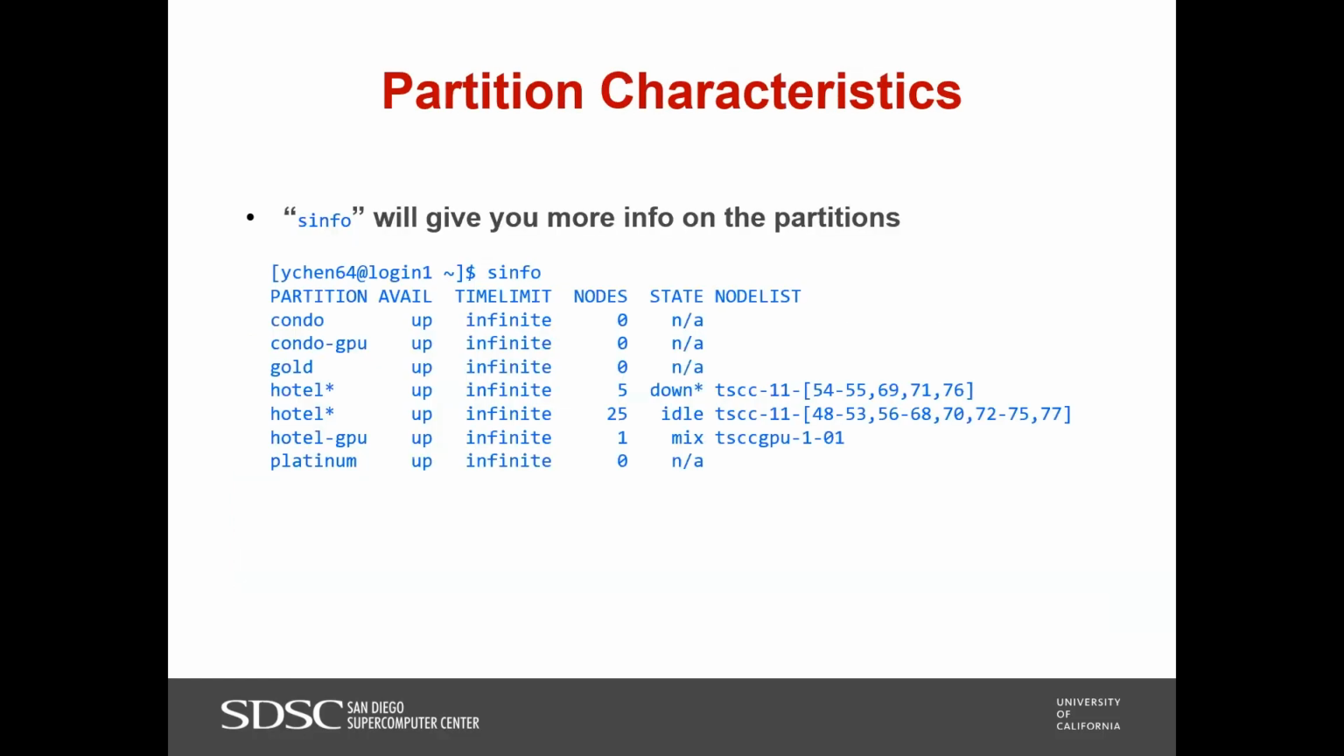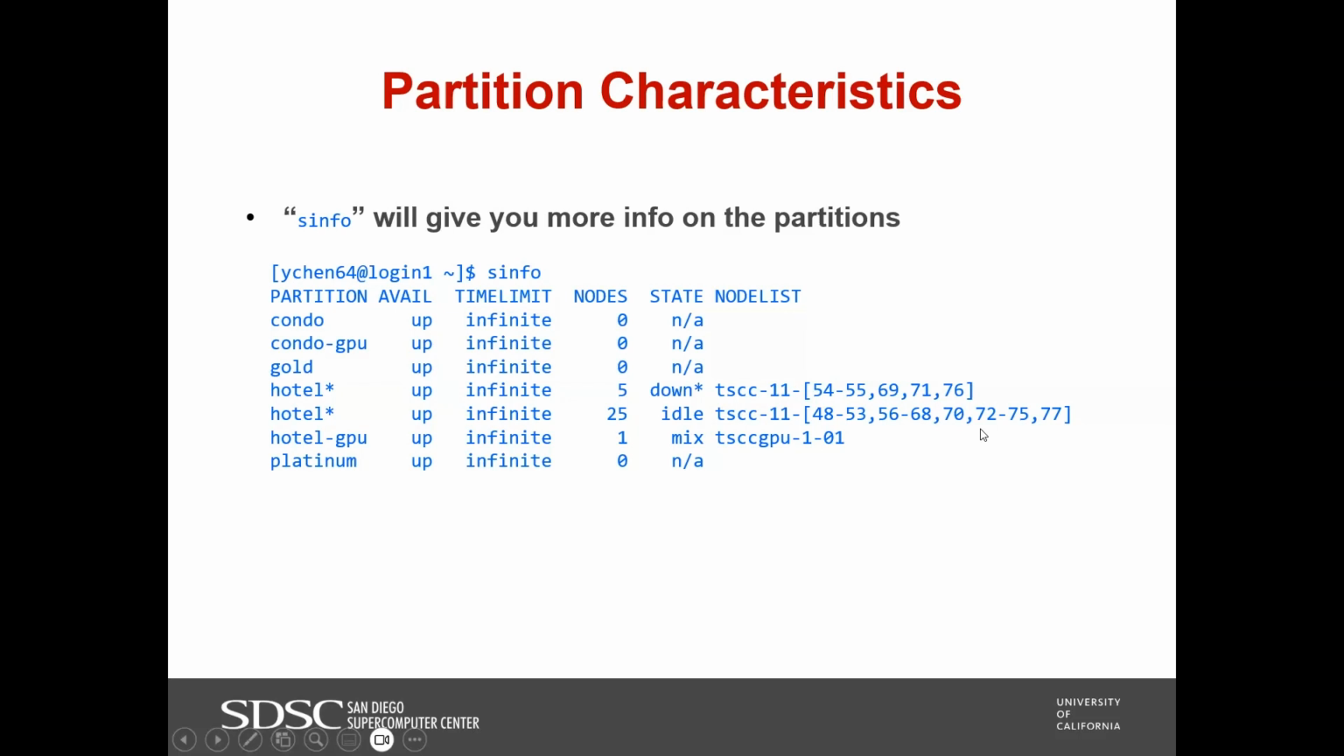Here's the command and what the output looks like. As you can see, once you run this sinfo command, you get the partition name and whether they are up or down, or joined or mixed, and how many nodes and the nodes list in each partition.